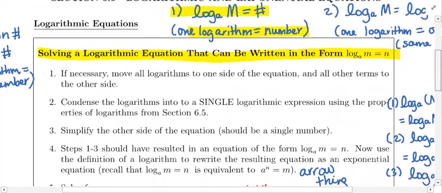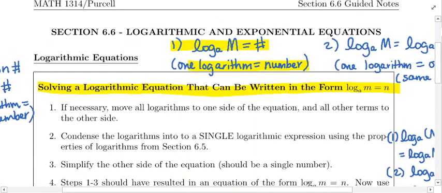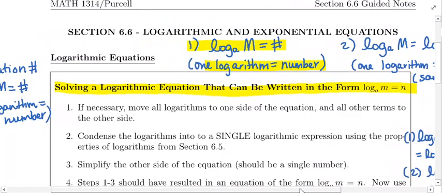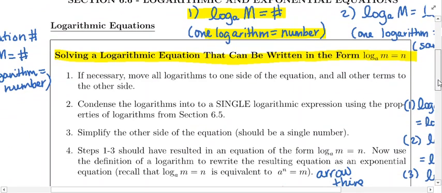By the way, the other situation where you can write your equation as one logarithm equal to one logarithm with the same base, we will get to that situation a little later.